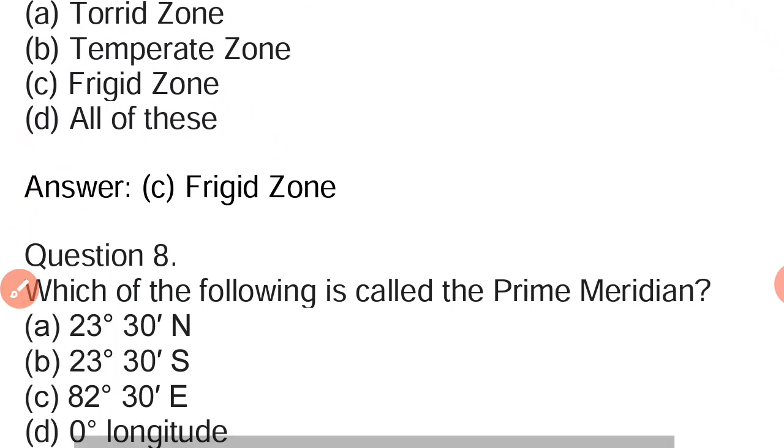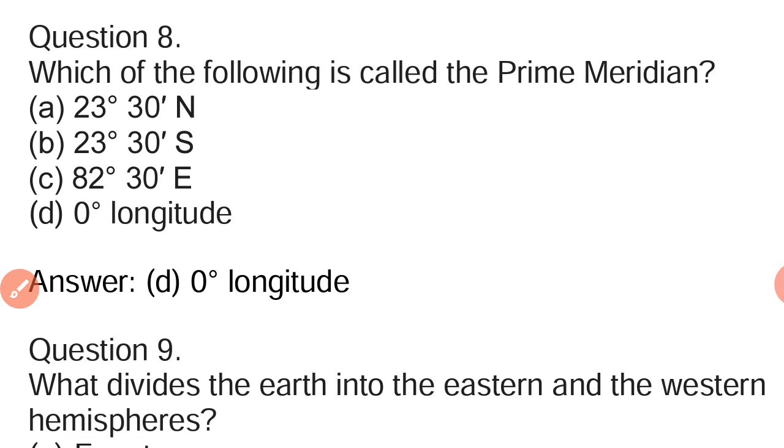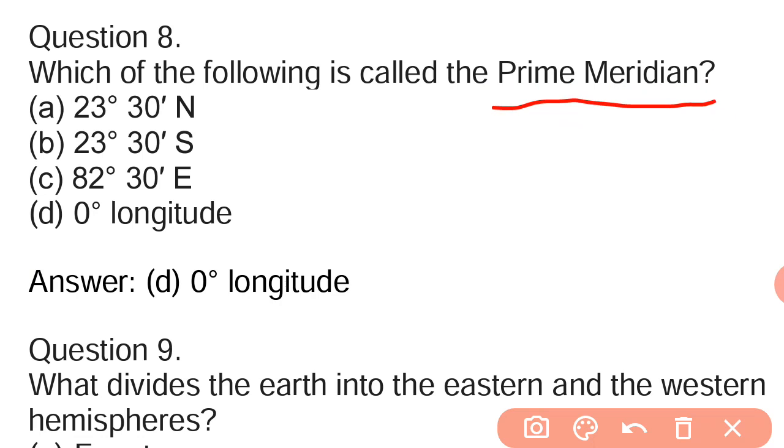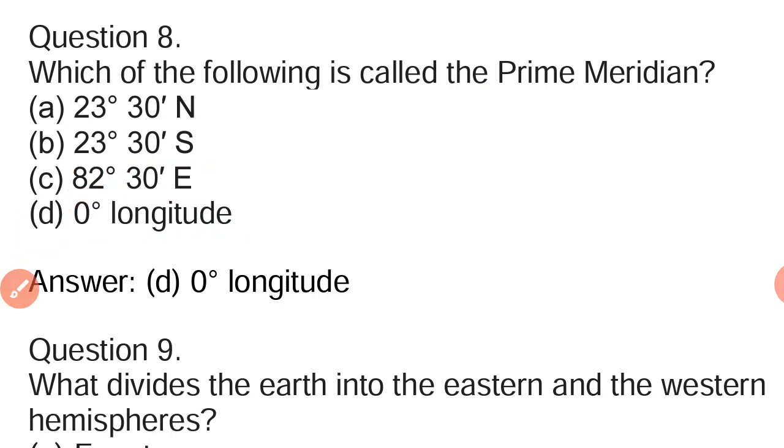Next question, which of the following is called the prime meridian? Option A 23 degree 30 minutes north, option B 23 degree 30 minutes south, option C 82 degree 30 minutes east, option D 0 longitude. Right answer is option D 0 degree longitude.